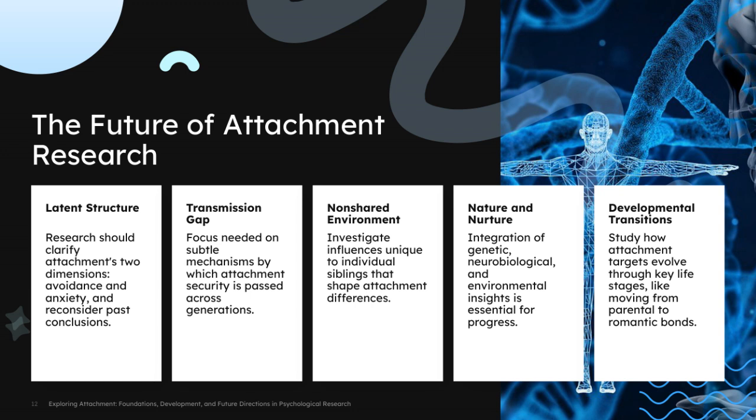First, understanding the latent structure of attachment is critical. This means delving deeper into the two main dimensions, avoidance and anxiety, and potentially reevaluating previous conclusions to sharpen our frameworks. Next, the transmission gap highlights the subtle, often hidden ways attachment security is passed across generations.